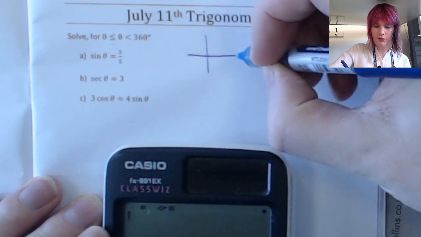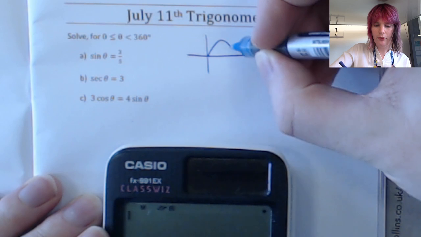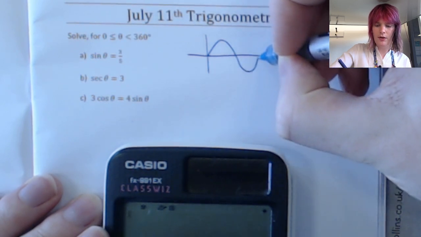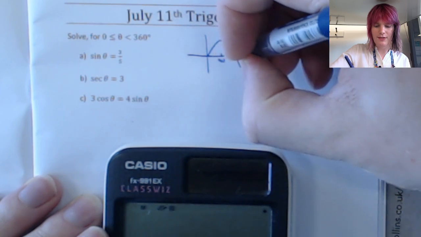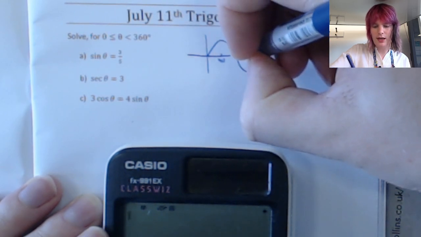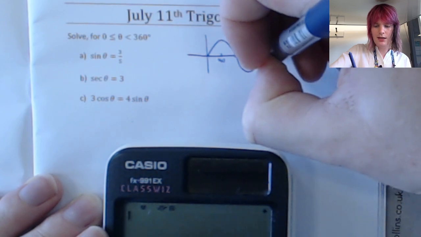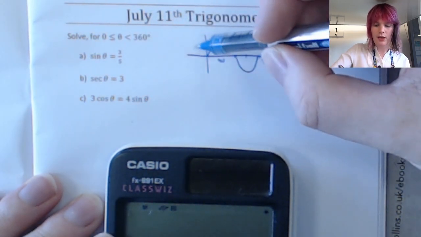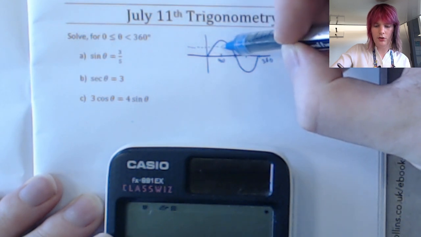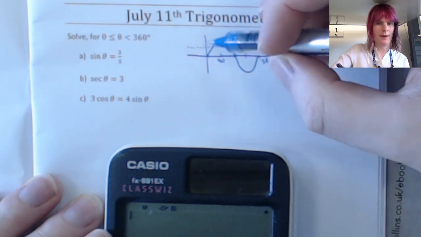Our sine curve is going to start at 0, go up to 1, back down to 0, down to -1, then back up. And each interval here is 90 degrees. So that's 90, 180, 270, and then 360. Now we're looking for our solutions for 3 over 5, which means we're looking at a solution on the top half. There's going to be 2 of them in our range. You can see that there.